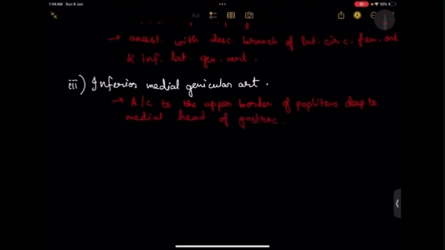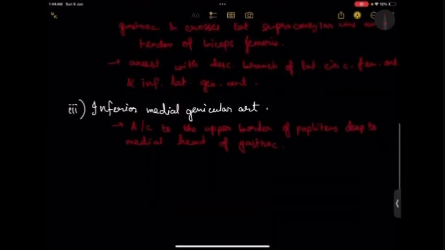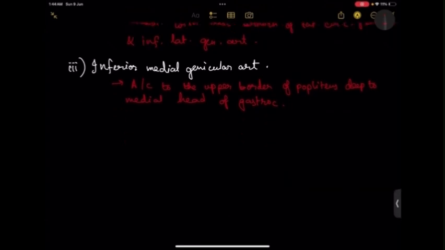One thing you can see is that the superior arteries were going across the heads of gastrocnemius, but this is going beneath, or deep, to the heads of gastrocnemius: the inferior arteries. They are reaching up to the upper border of popliteus. And how are they reaching? Their position is deep to the medial head of gastrocnemius. Then it turns forward below the medial head, so below the medial tibial condyle.